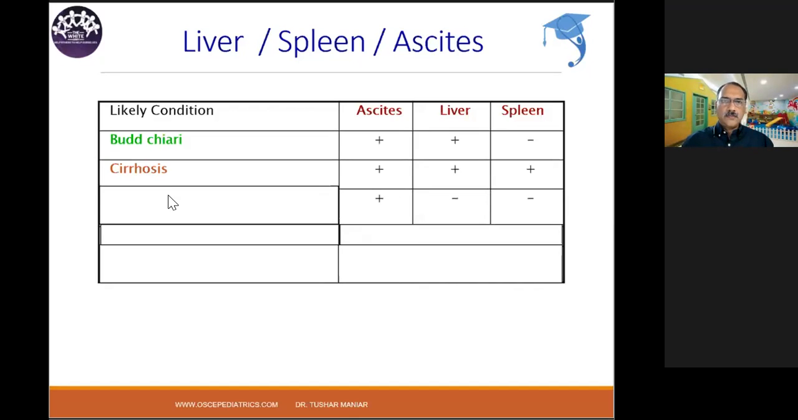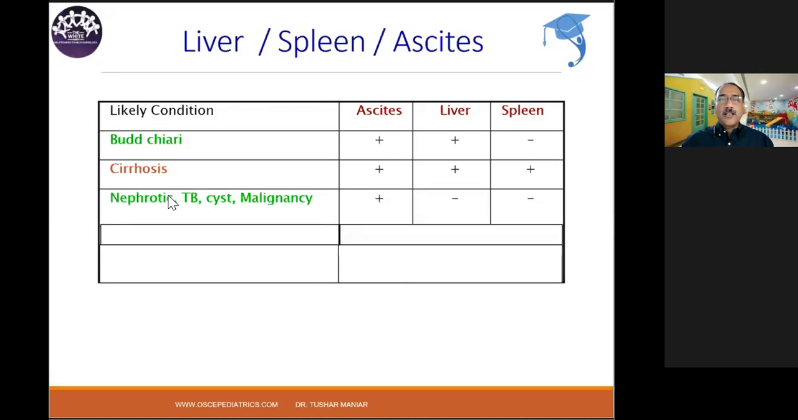So GI causes. Malnutrition. Abdominal cause. Excellent. Renal cause. Very good. What is the commonest renal cause? Nephrotic. So what we are trying to say here is, if there is no liver, spleen, and only ascites, it's unlikely to be a portal system affection, but a local peritoneal problem, or a systemic problem like nephrotic syndrome, tuberculosis, or malignancy.